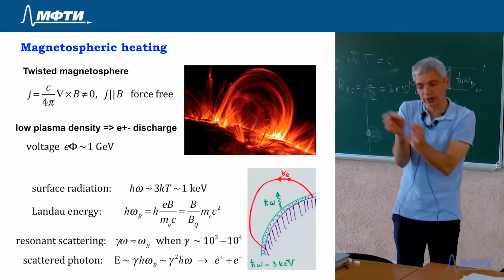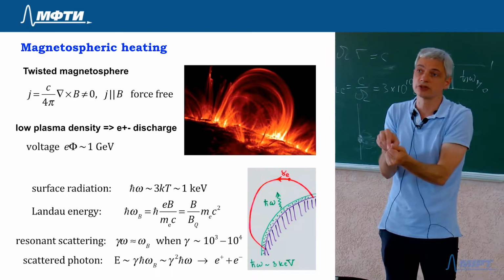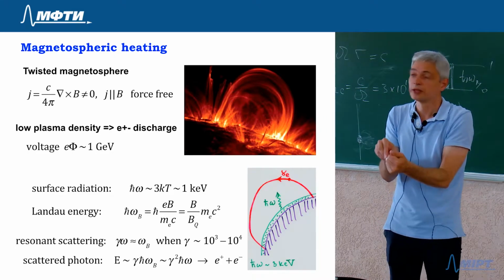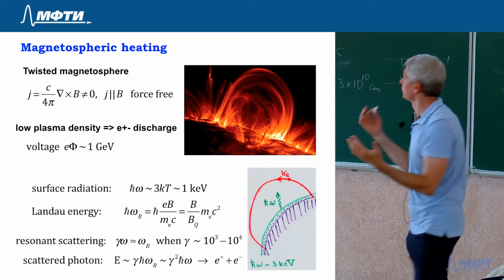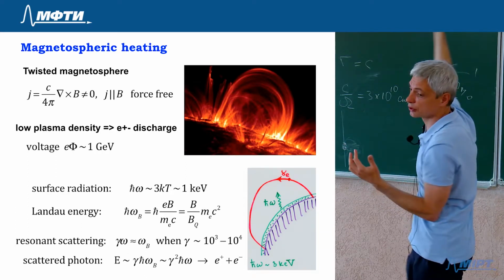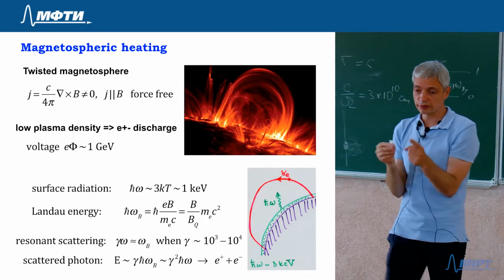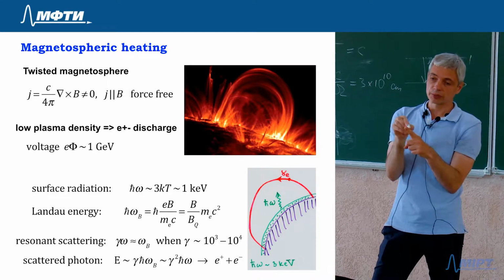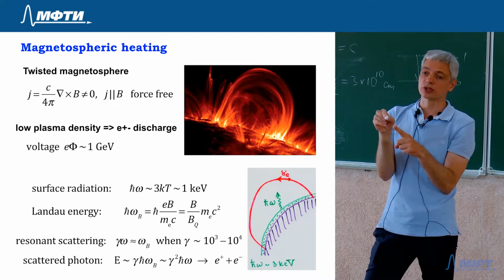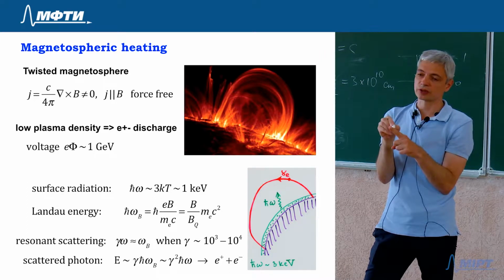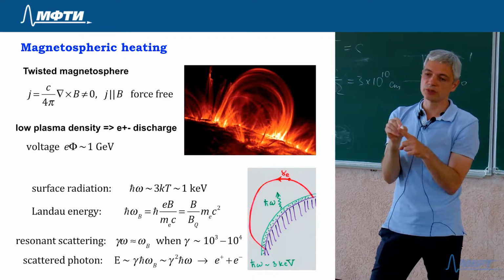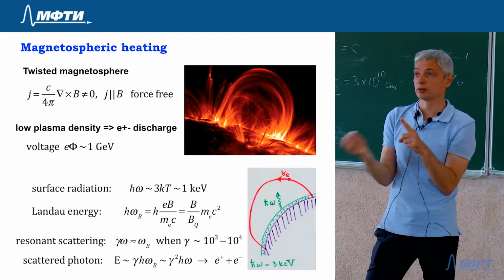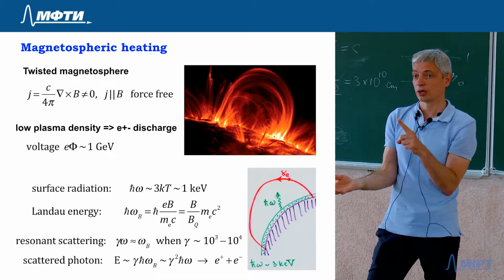Instead of keV, it will become 1 MeV, and it will match the resonance, and it will do the resonance scattering. So essentially, the mechanism of driving the discharge near the star is very simple. There is electric field, it accelerates a particle until it reaches the Lorentz factor, roughly 1,000, at which it begins to resonantly scatter background keV photons.